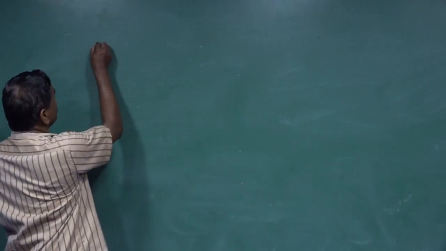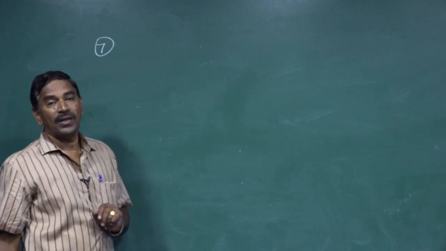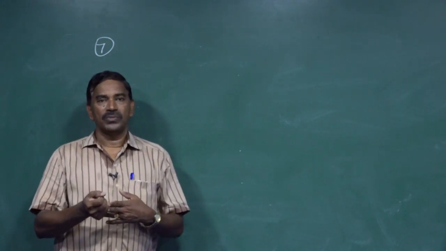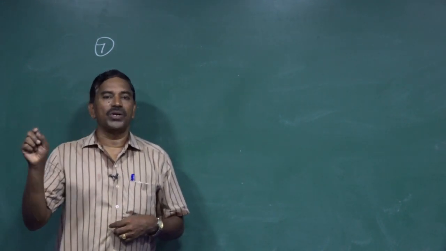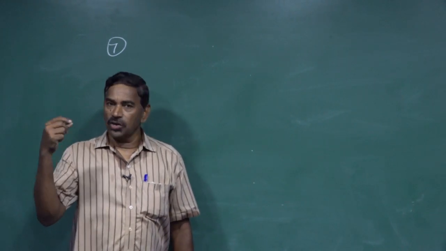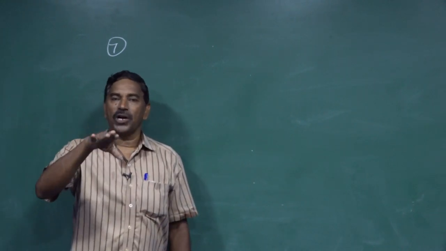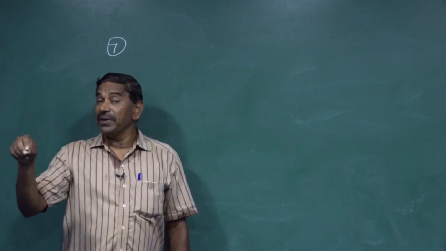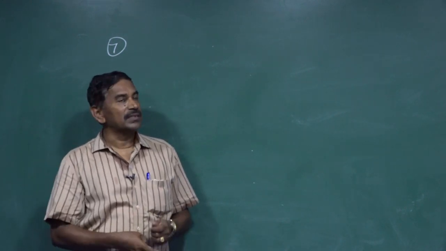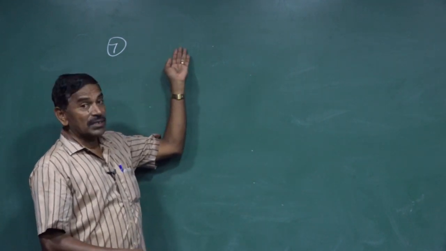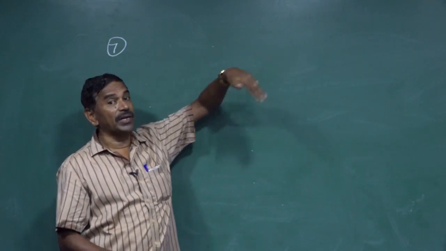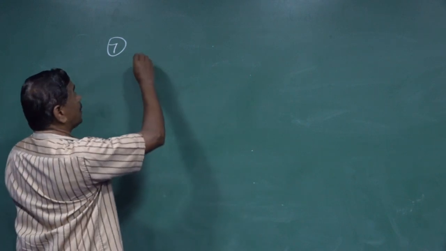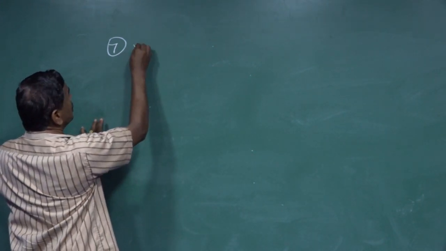Now the seventh formula. Dot product is commutative. That is, A vector dot B vector equals B vector dot A vector. But vector product is non-commutative.